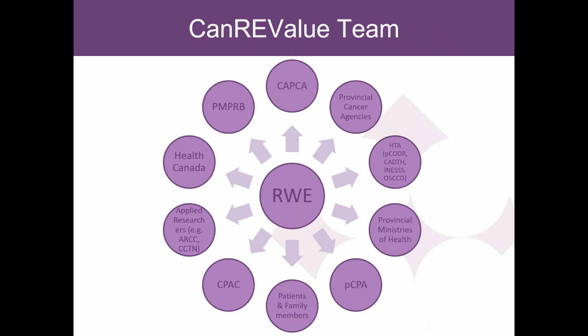So currently we're working with different individuals from many different organizations and stakeholder groups, including the Canadian Association of Provincial Cancer Agencies, the provincial cancer agencies themselves, health technology assessment organizations, including CADTH, pCODR, and INESSS, provincial ministries of health, pCPA, which some of you may know is a group that helps with pan-Canadian negotiation with manufacturers, patient and family members, CPAC, which is the Canadian Partnership Against Cancer, applied researchers, Health Canada, and PMPRB.